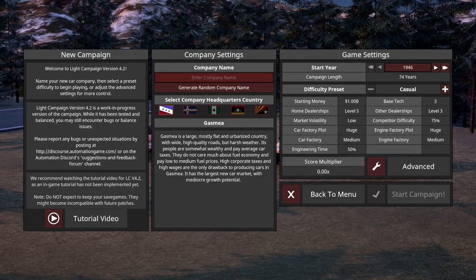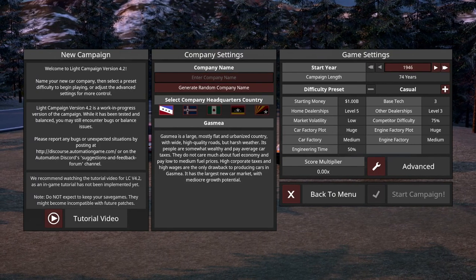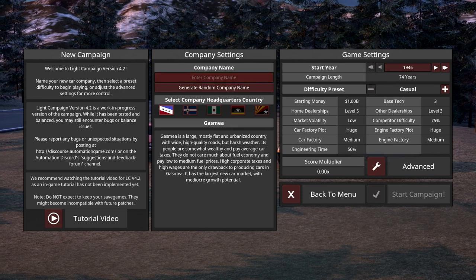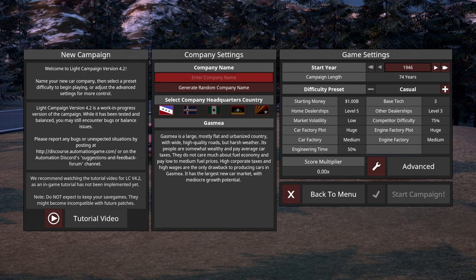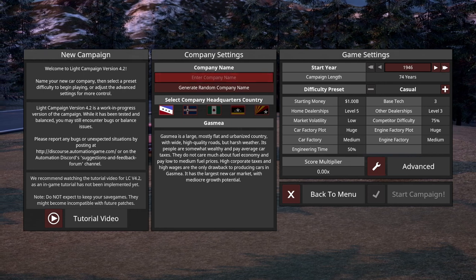Welcome to the newest version of Automation, the car company tycoon game. This is the Ellisbury update. It's the first part of a lot of features that are going to be in the final version 4.3.